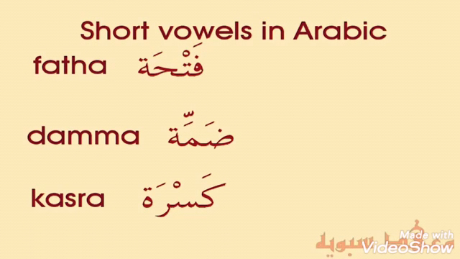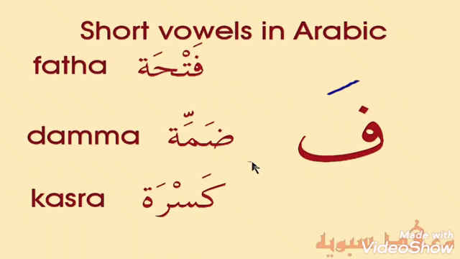So let's first of all just understand how they're written. So in front of us we have the letter fa, and when we add vowels in Arabic, it's different to English. We don't add them after the letter. We add it on top of the letter. So fatha will be written as follows. It's written with a line on top, like that.